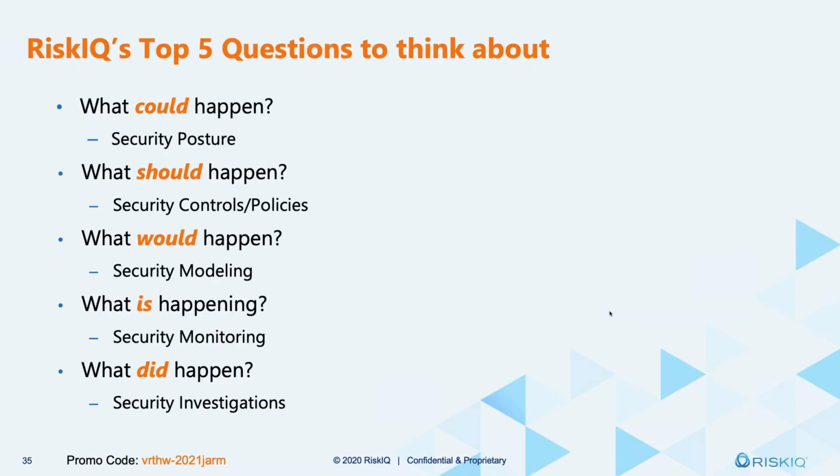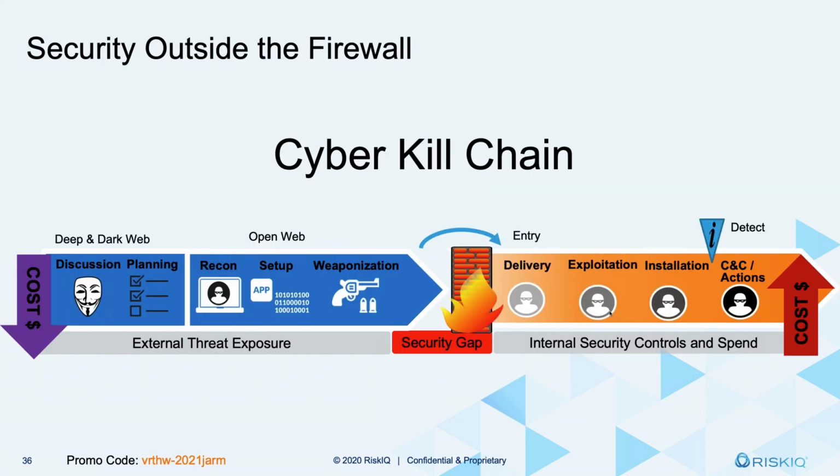That gives us the capability to look at your security posture, your security controls and policies, your modeling, how you're monitoring, and your security investigations. When you look at the cyber kill chain, everything that we do is outside the firewall. We're looking at what's exposed. The things that you do on the inside, that you normally do and have controls over, we don't play there, but we tie into that data.